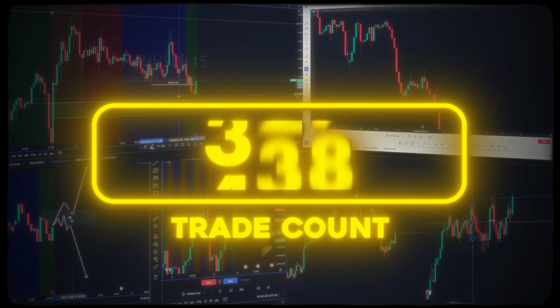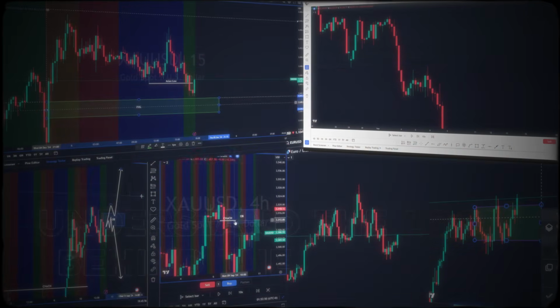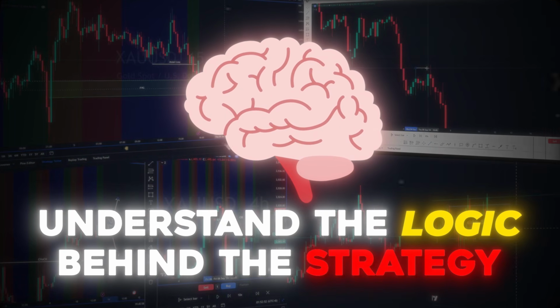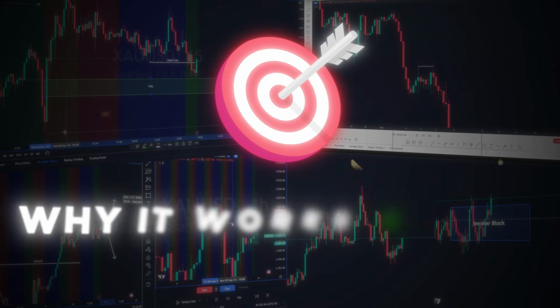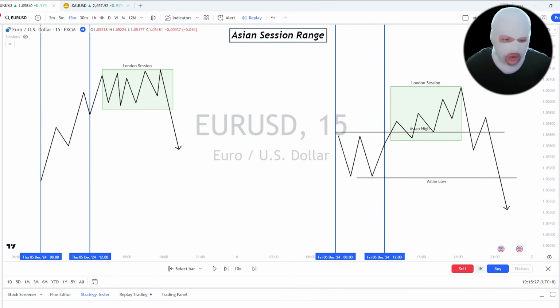Before we get into the hundreds of trades of backtesting, we need to understand the logic behind the strategy fully and why it works so well. So let's get right into it. Let's go over the 4 key concepts.